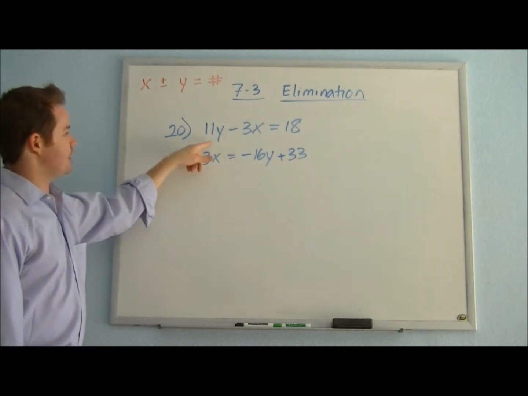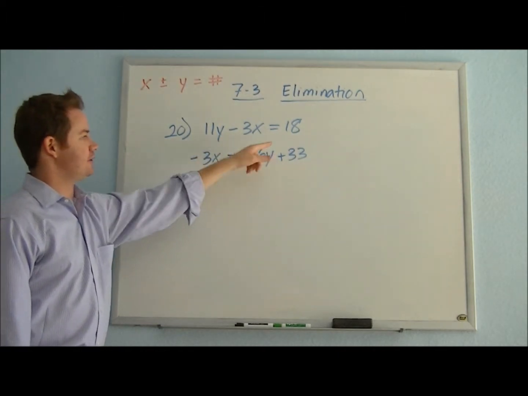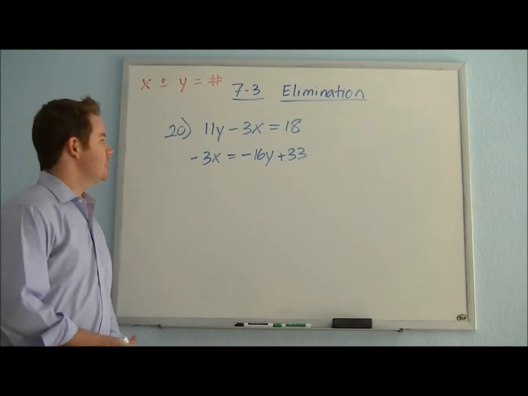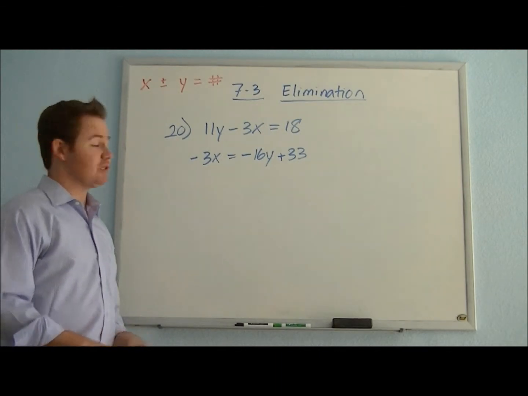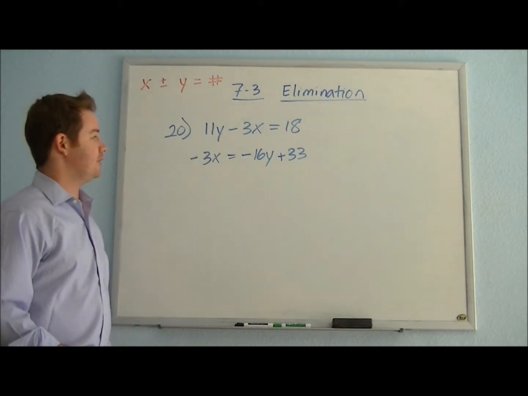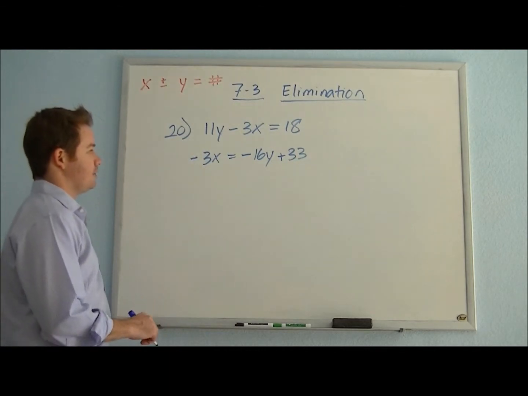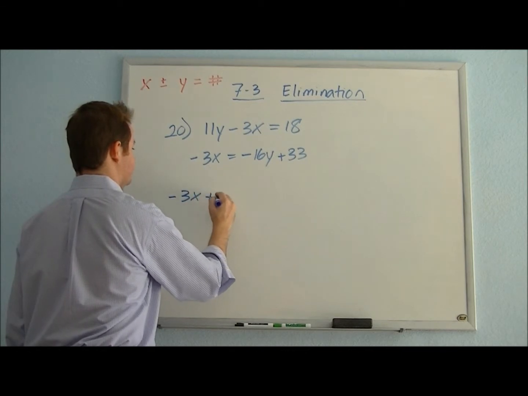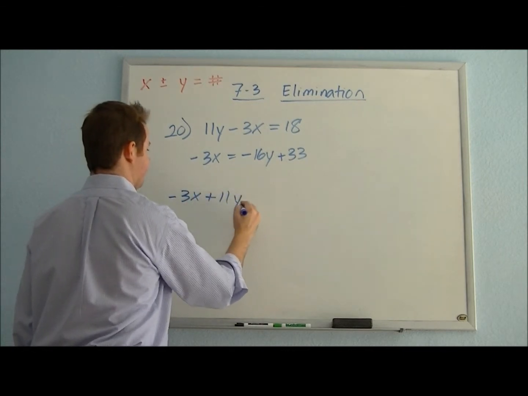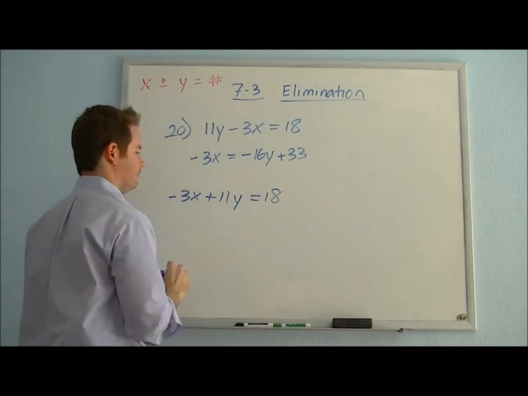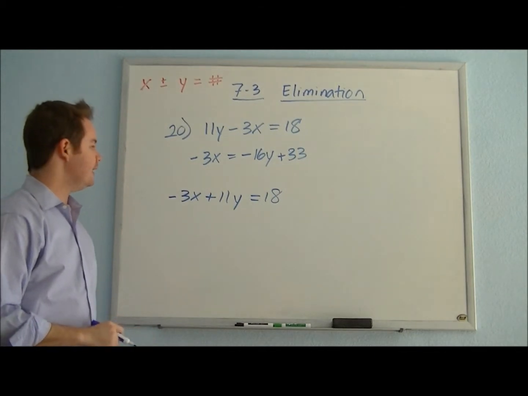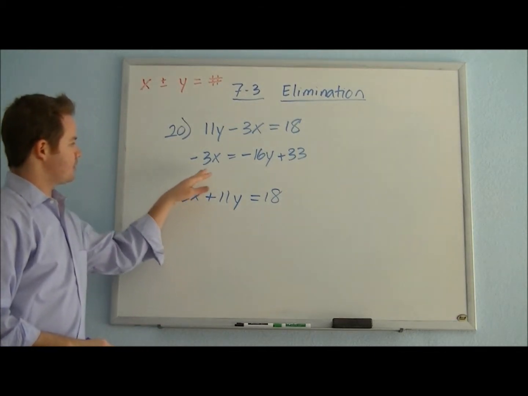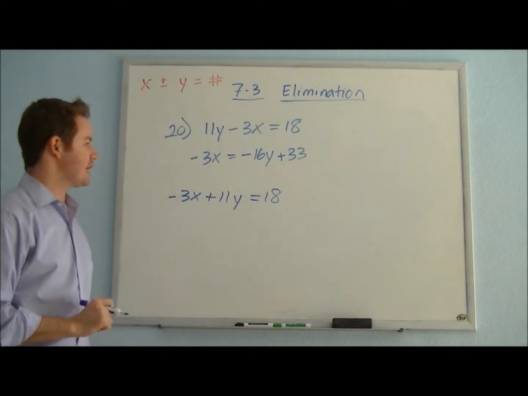So for the first equation, we have 11y minus 3x equals 18. So in order to put your x term first, we simply have to switch the order that these two terms, the x and the y term, are written. So we have negative 3x plus 11y equals 18 for that.